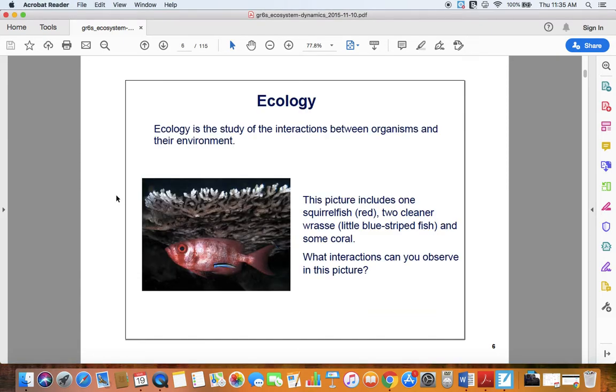First of all, what is ecology? Ecology is the study of the interactions that occur between living and non-living things within an environment. In this picture, you can see some of those interactions. You first need to identify the three creatures in there. So we have this red fish, which is pretty obvious, known as a squirrelfish. We have two cleaner fish, the little blue ones here and here, as well as some coral. What interactions could you come up with between the organisms in this picture?